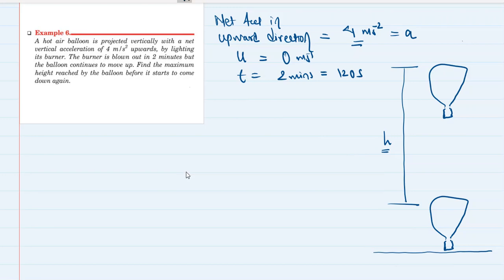So first, to find the height at which the balloon goes with this acceleration. We know acceleration, we know initial velocity and we know time. So we can use this equation S is equal to ut plus half at square.